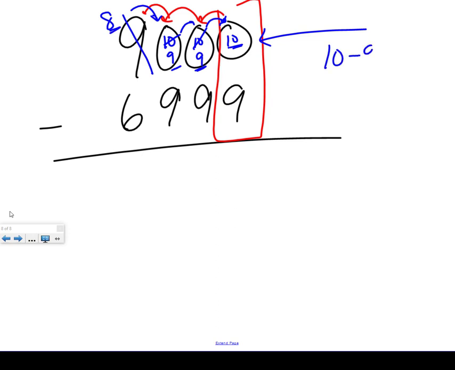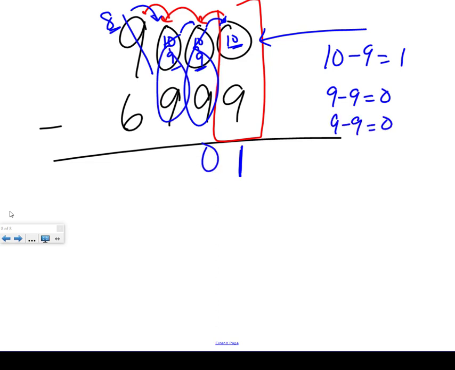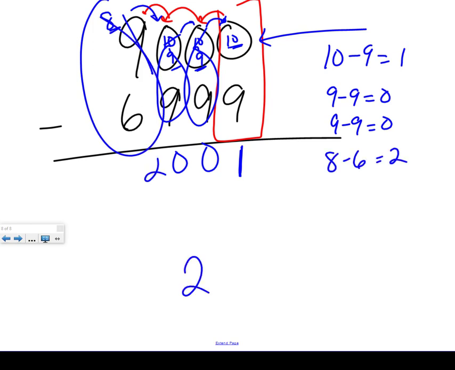So I have 10 minus 9, which gives me 1. In here, I have 9 minus 9, which gives me 0. Also here, I have 9 minus 9, which also gives me 0. And in the last column, I have 8 minus 6, which is going to give me 2. So 2001 is going to be my final answer.